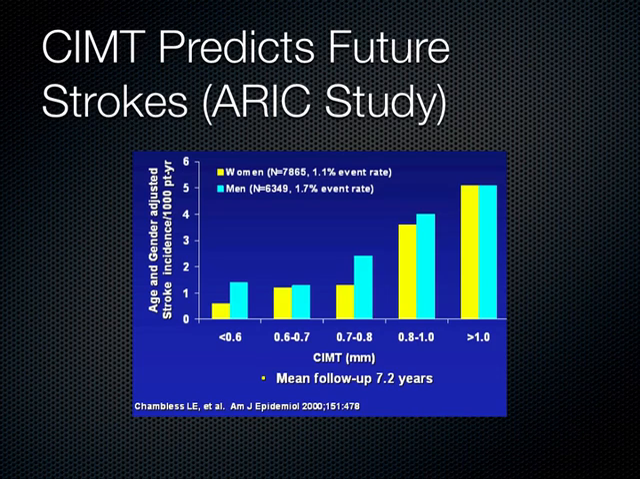And the same thing is true for strokes, actually. So when you measure that carotid intimal medial thickness, your odds of having a stroke on this y-axis here go up as your carotid intimal medial thickness gets larger and larger. The odds of having a stroke actually go up as well.